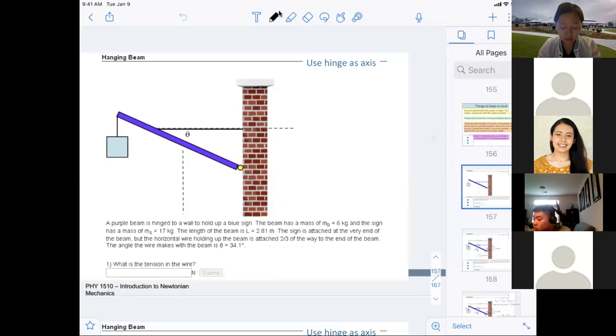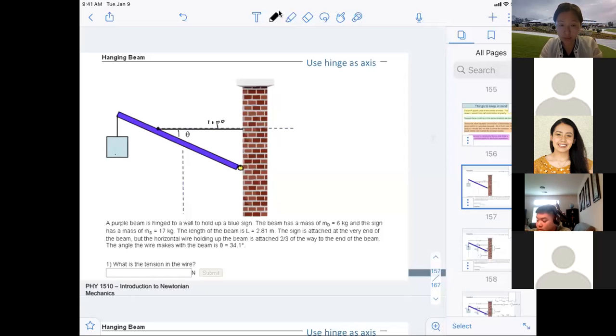All right, so here you have a beam, and right here you have this hinge mounted to the wall. On the left-hand side, you have an object, a sign that hangs over there, and the whole thing is being pulled by a rope. They give us some variables. We know the beam's mass, the sign's mass, and the length of the beam. We also know this rope is attached 2/3 of the way along the beam, and the angle right here is 34.1 degrees.